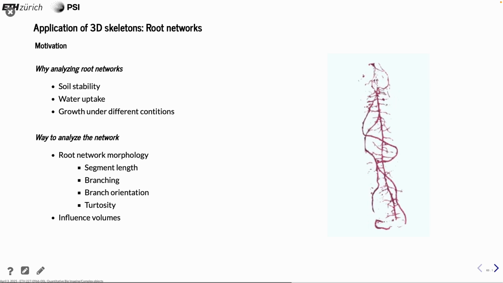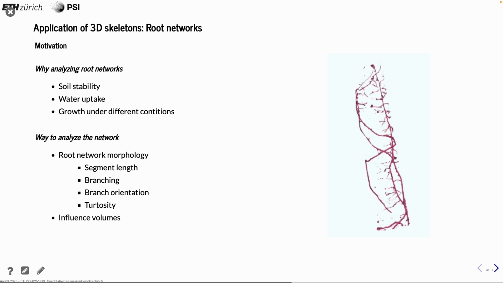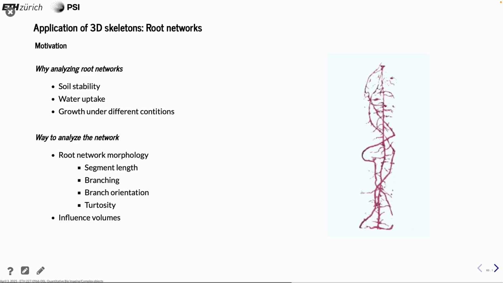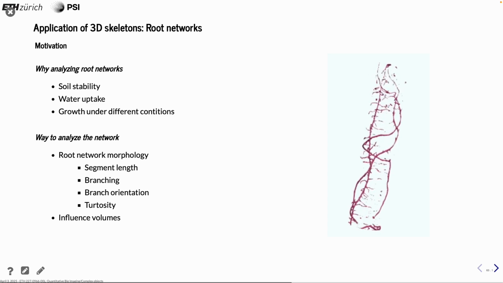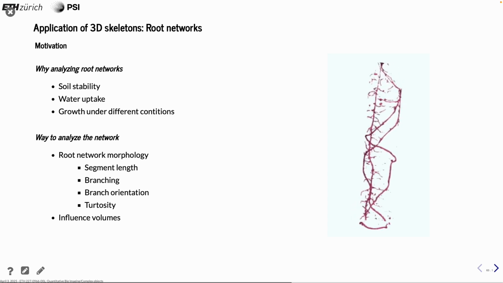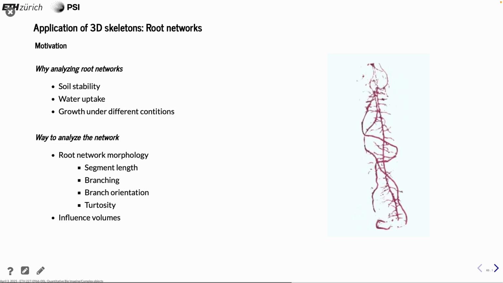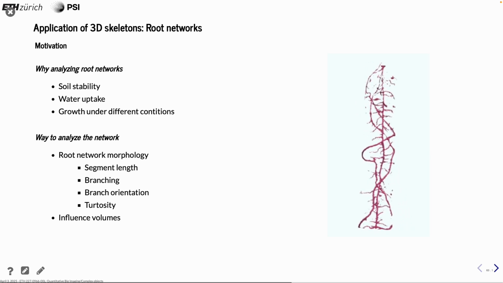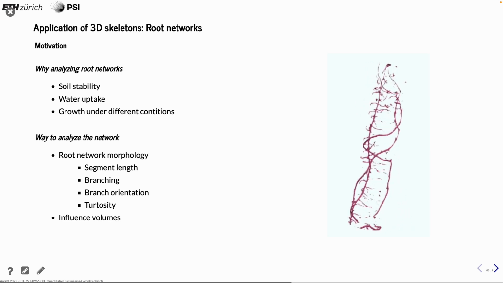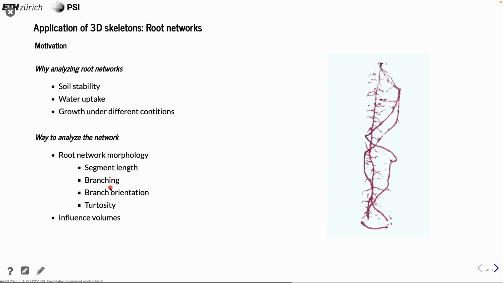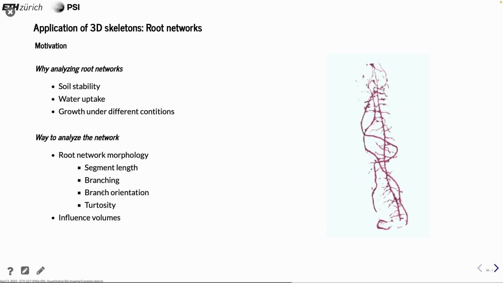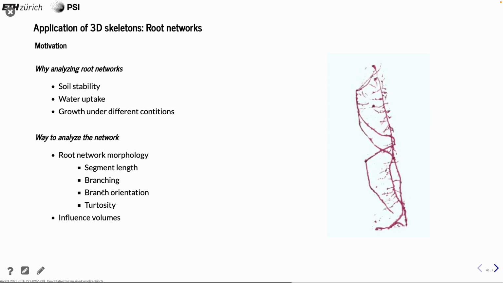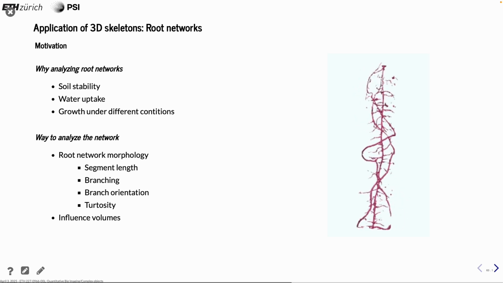It's also important for water uptake, what is the uptake region, and we can also differentiate between different species or different growth conditions. All that can be analyzed through these networks. And again, what we look at is segment lengths, branching, branch orientations, and tortuosity, and also the influence volume.